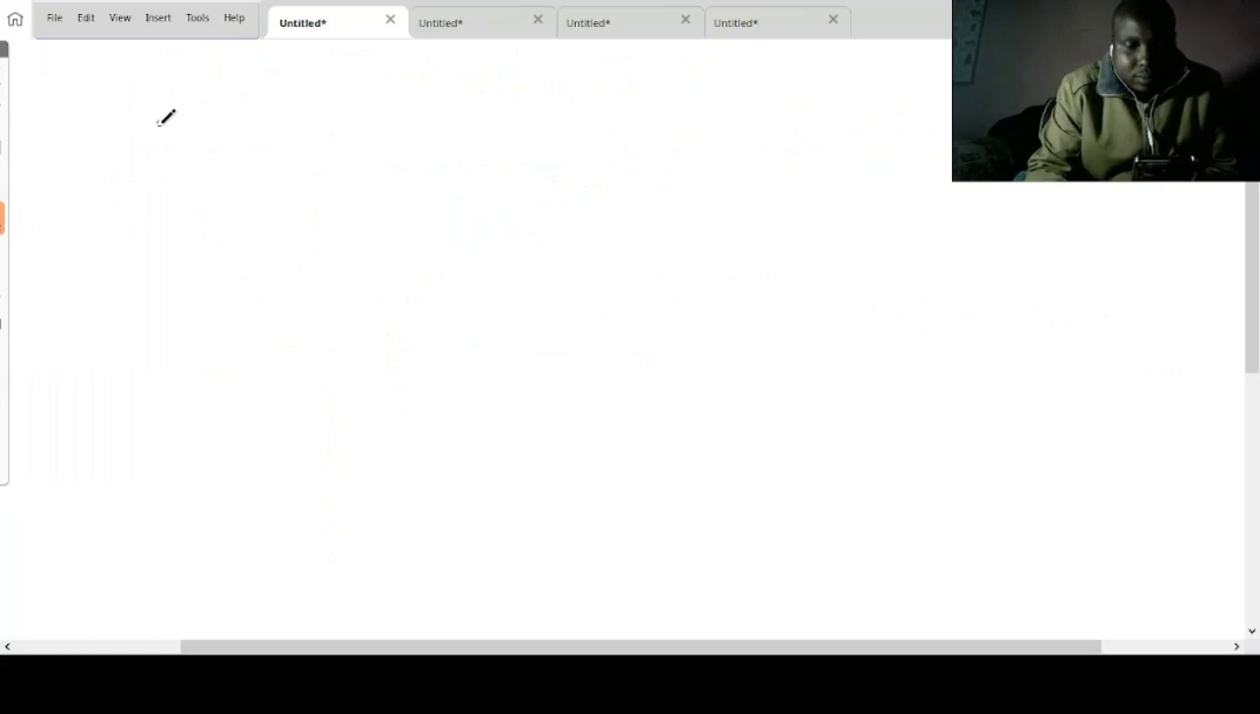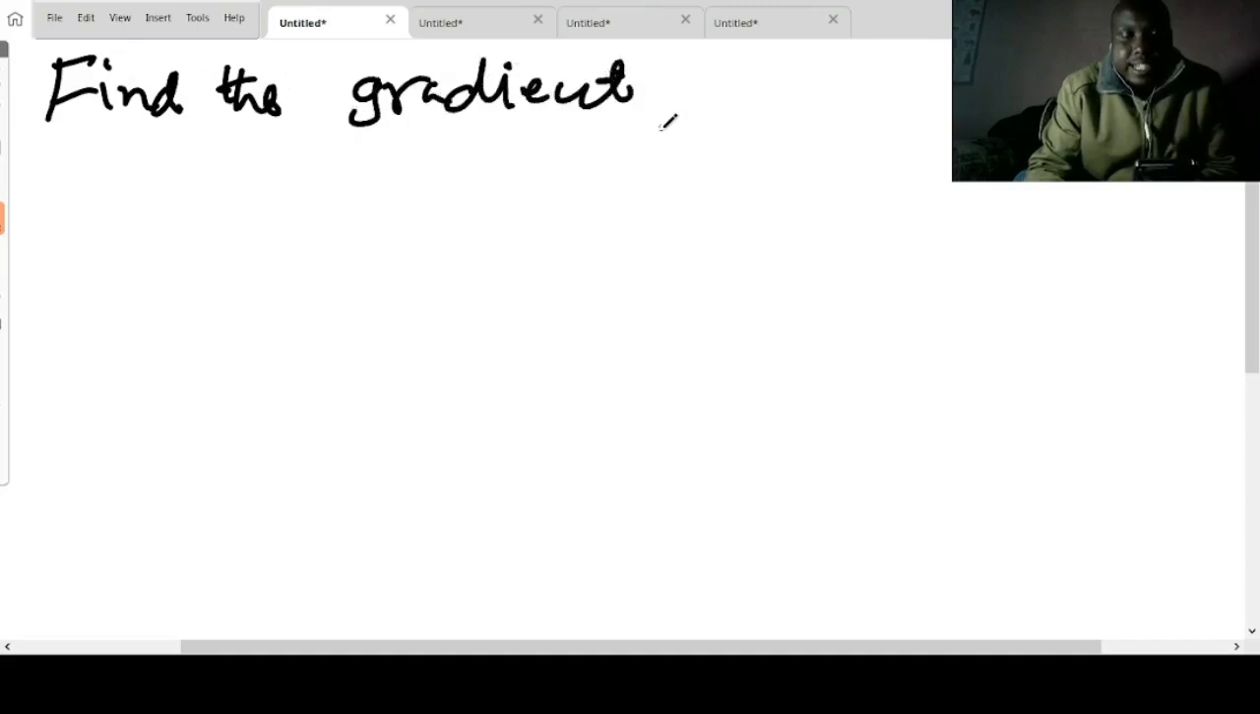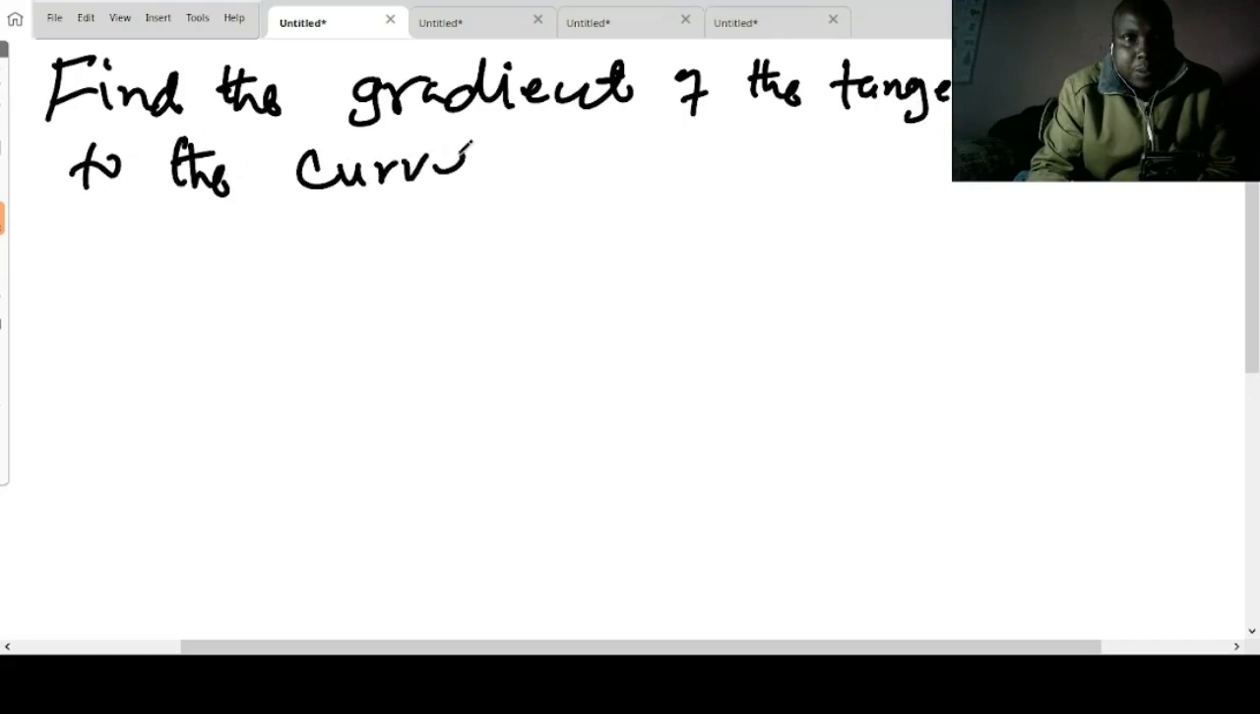Example 1. Find the gradient of the tangent to the curve y is equal to x cubed plus 2x plus 1 at the point (1, 4).